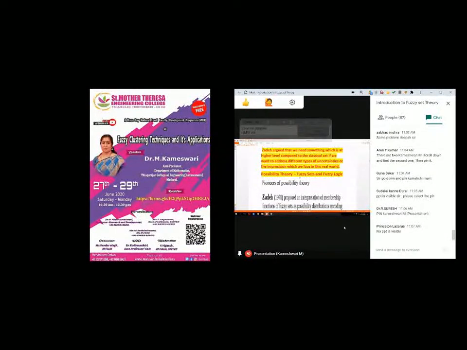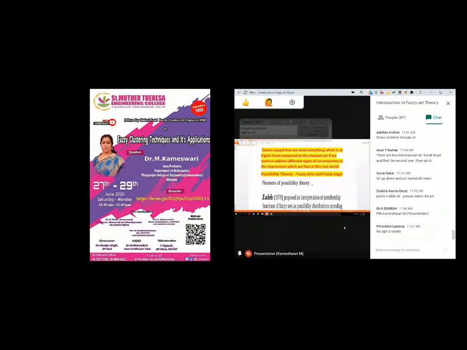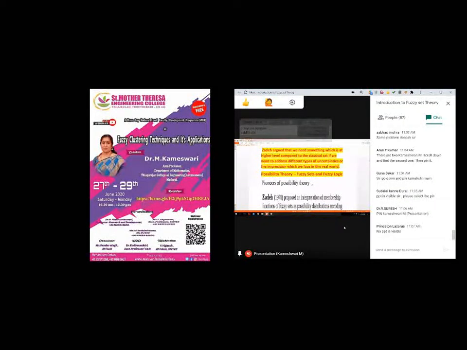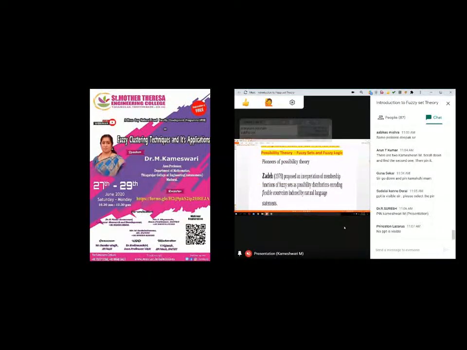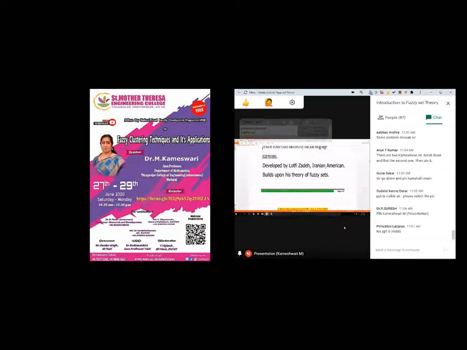Zadeh is the pioneer of possibility theory, and he is contributing this invention to natural language statements. We are going to deal with natural language statements in a very effective way. Developed by Lotfi Zadeh, an Iranian American, it builds upon his theory of fuzzy sets. Look at this possibility distribution.